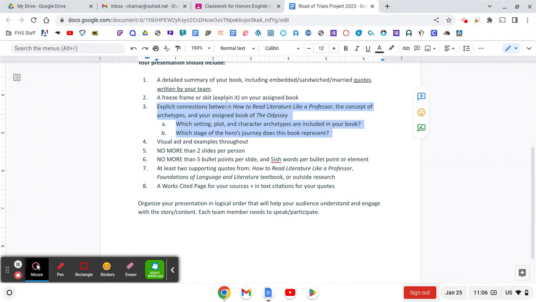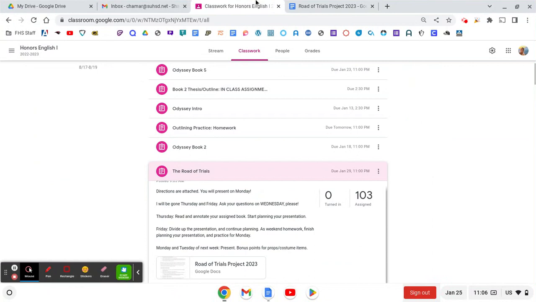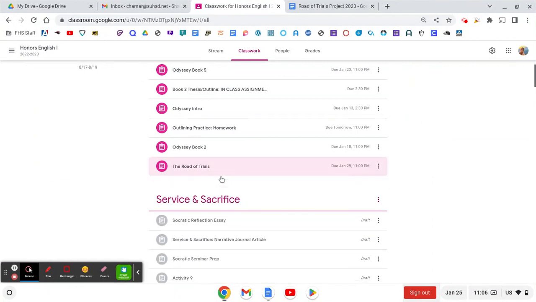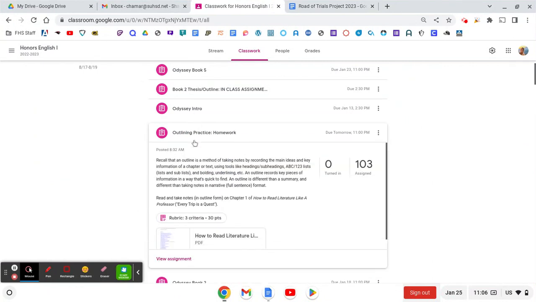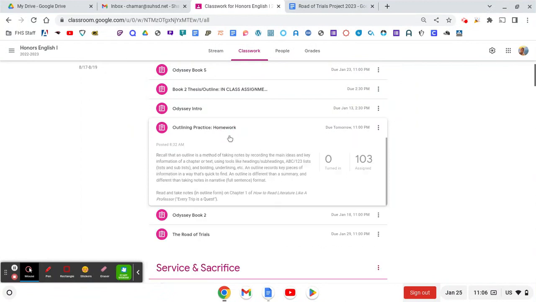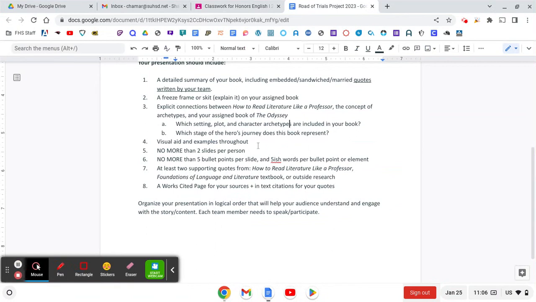So you need some quote connections on basically the concept of archetypes. When you do the How to Read Literature Like a Professor homework, this one, outlining practice, you're going to complete this for homework, and then you're going to connect it to the Odyssey, or to your book of the Odyssey.